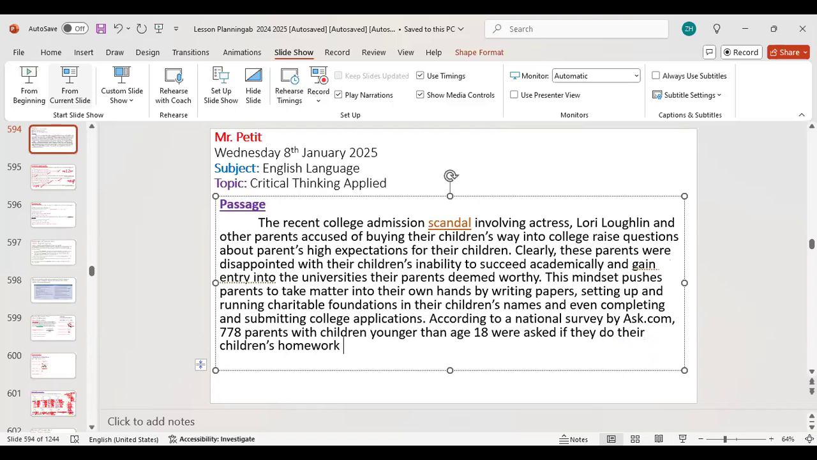She has a lot of money. And guess how long she's been in prison? How long? She's been in prison for 2 months. Mr. Petit, that's even more bribery. I bet you that's bribery. She's been in prison for 2 months.